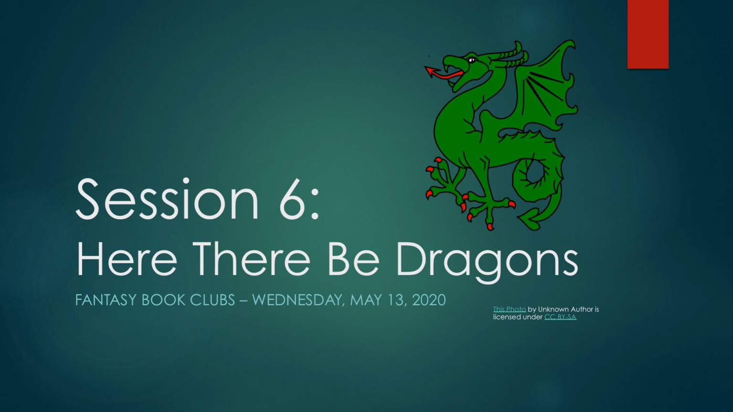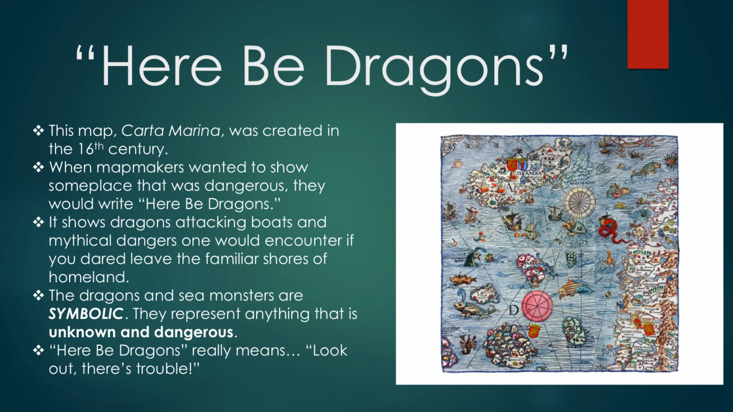Here there be dragons. Ooh, what does that mean? All right, so this is an example of a map that was drawn back in the 15th and 16th centuries, possibly even the 17th century. So this means that it was drawn from the 1400s to the 1600s. When map makers wanted to show someplace that was dangerous, they would write the phrase, "Here be dragons."